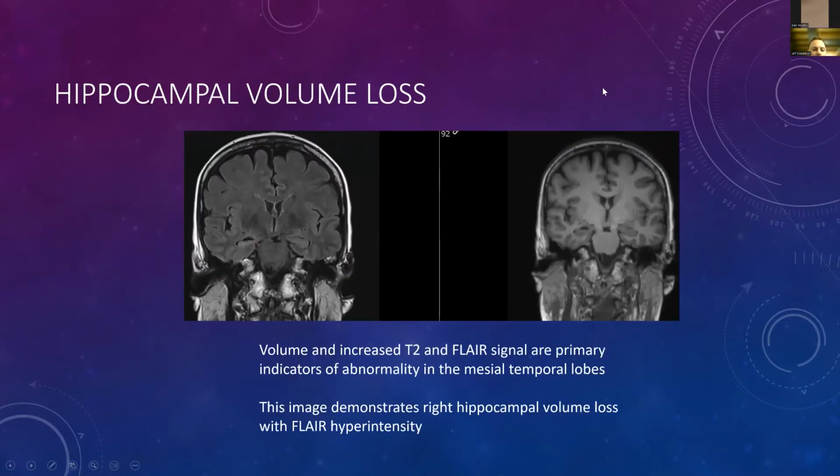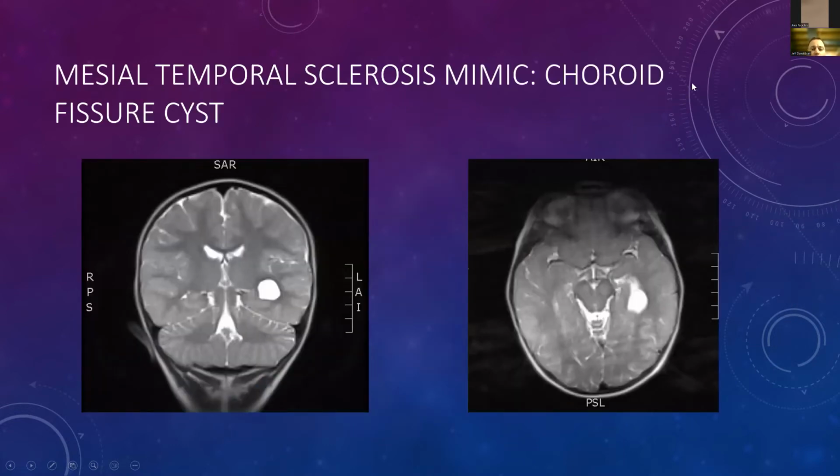I'll get to some examples of PET MRs further on in the presentation. When you're looking for mesial temporal sclerosis, one important mimic is the choroid fissure cyst. It can create the appearance that there's some kind of cystic lesion in the hippocampal formation, but actually it's in that fissure, and so it's not a true lesion.